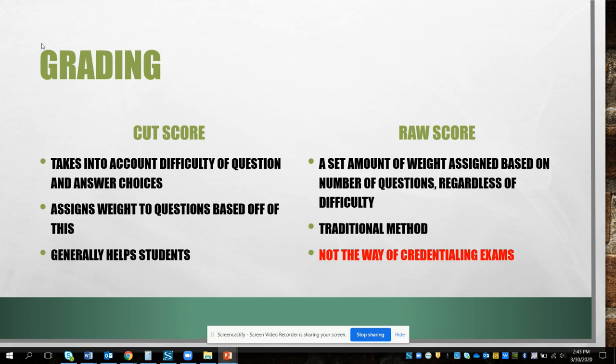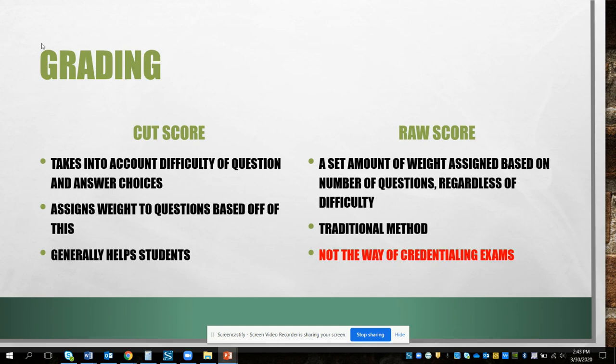Now, looking at grading, again, the raw score, that's what your traditional method of grading is. That's 100 questions is 100 points, so on and so forth. An assigned amount of weight is based on the number of questions. So again, you have 20 questions, that's 5 points apiece, ultimately equating up to 100.